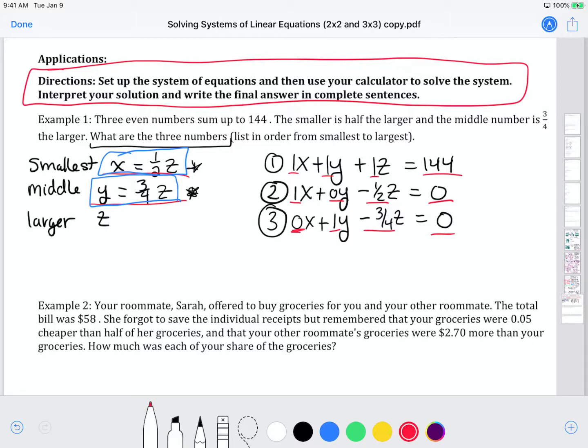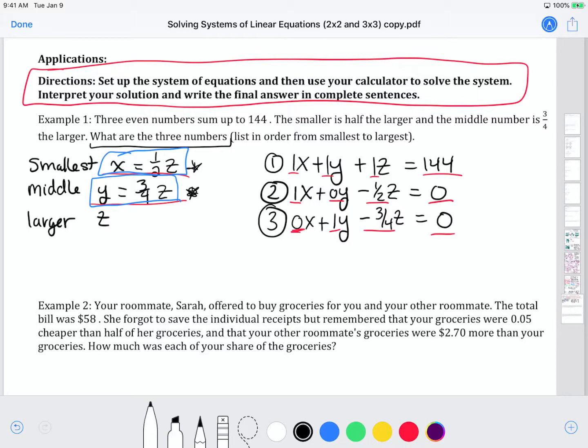Now, to put a fraction in the matrix, you can literally just put in negative. Make sure you use the negative button and not the minus. And then you can just literally put in 3 divided by 4, and it will change it to a decimal for you. Use the division symbol as your fraction bar.